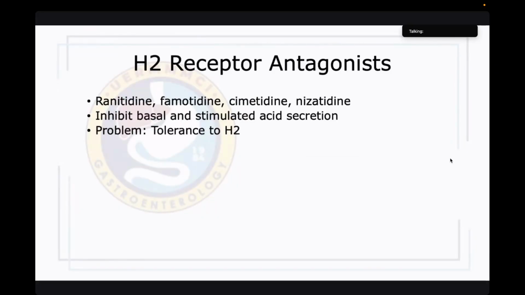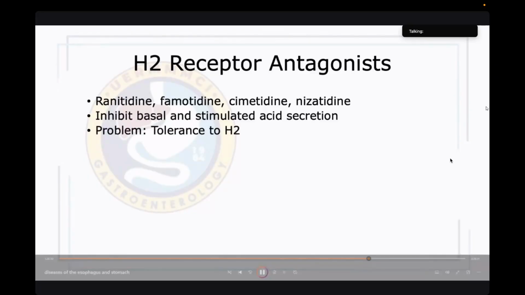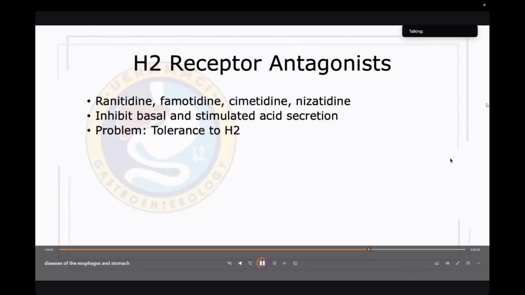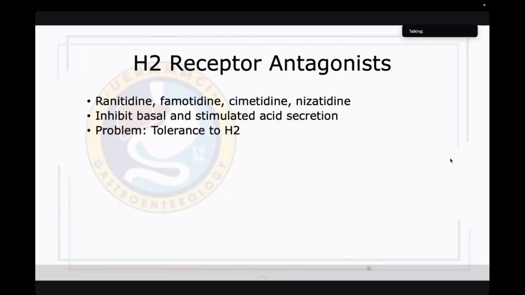H2 receptor antagonists. Examples of this are ranitidine and famotidine. These drugs used to be the drugs of choice for peptic ulcer disease before PPIs were discovered. As the name implies, H2 receptor antagonists block histamine H2 receptors on gastric parietal cells. This inhibits histamine-stimulated secretion of gastric acid, reducing both the basal and meal-stimulated acid output.